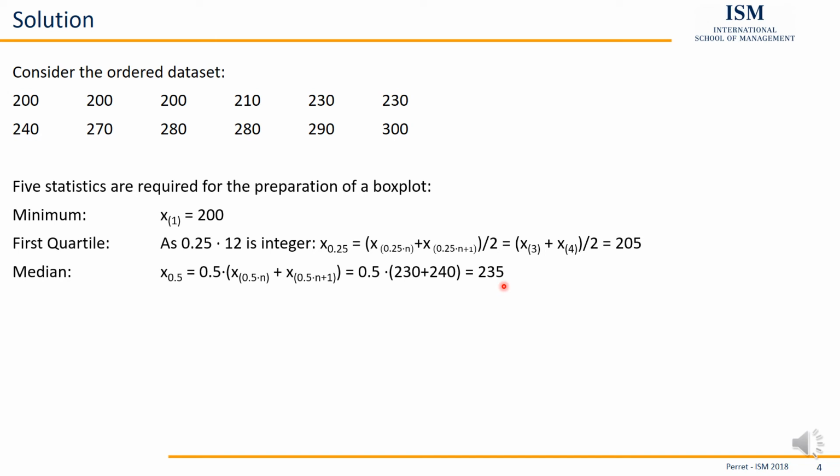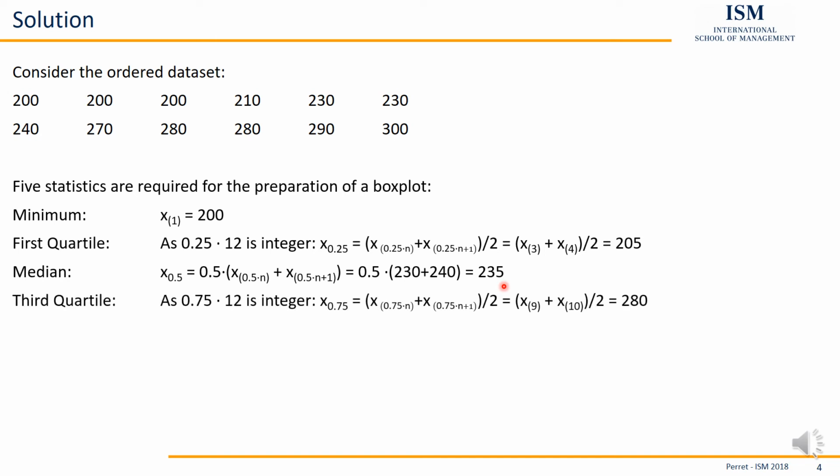That was the median. The third quartile again is similar to the first quartile, the only difference being here we work with 0.75. Again, however, 0.75 times 12 is an integer, so we use the same formula as before. 0.75 times 12 gives us 9, the next one being 10. So we select the 9th observation, 280, the 10th observation, again 280, take the average thereof, giving us, well, 280. And therefore we have the third quartile.